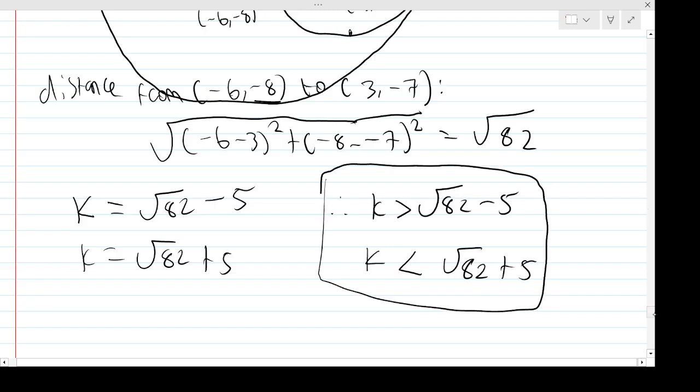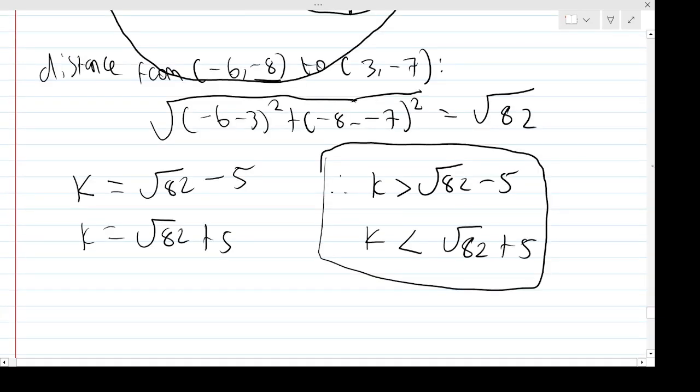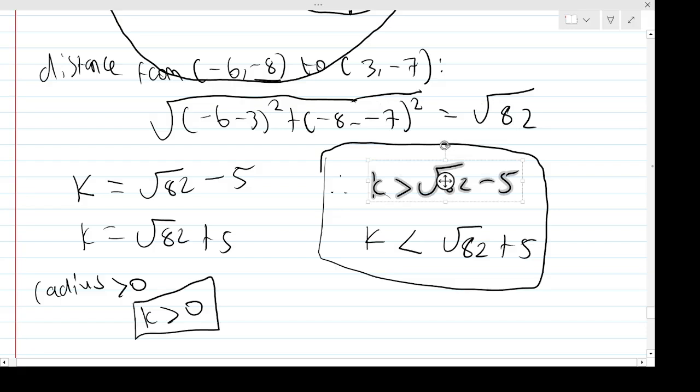Now also, obviously, as we discussed, because K is a radius, a radius has to be bigger than 0. So that means K has to be bigger than 0, but K has to be bigger than this quantity here. Root 82 minus 5 is bigger than 0, so it's already implied that K is bigger than 0 in this instance. So we've already done this, okay? So these are two inequalities. Okay, that's absolutely brutal question.